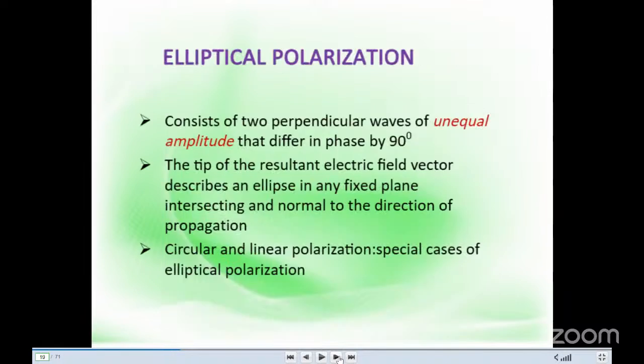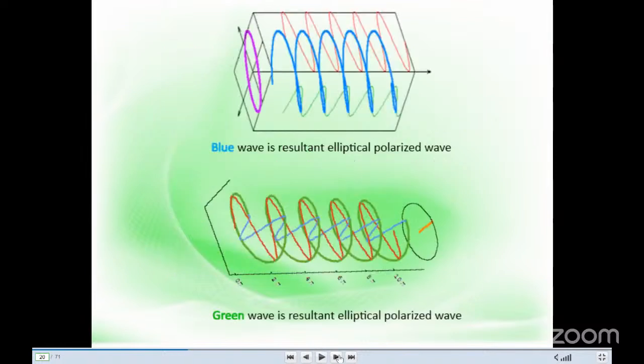Next is elliptical polarization, which consists of two perpendicular waves of unequal amplitude, which may differ by a 90 degrees phase angle. So the tip of the resultant electric field vector describes an ellipse in any fixed plane intersecting and normal to the direction of propagation. Circular and linear polarization are special cases of elliptical polarization. The blue one is the elliptical, whereas gray is the resultant elliptical polarization.